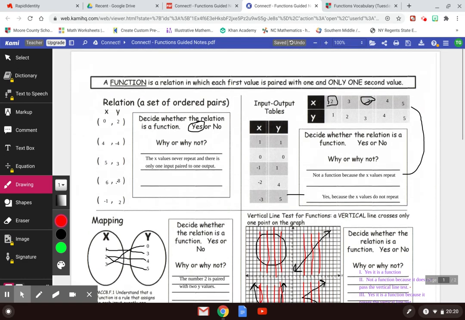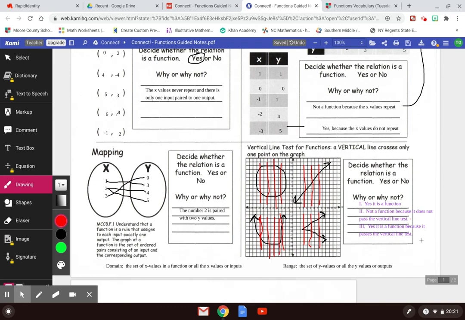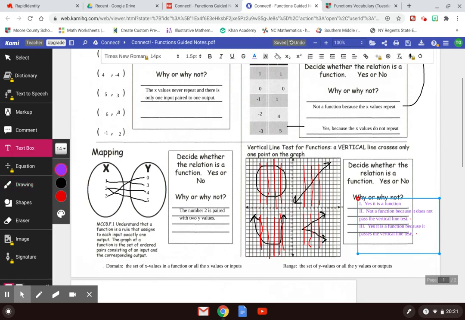So since it does not meet the definition of a function with 1 and only 1 second value, okay, and it does not pass our vertical line test, what we're going to say then is for quadrant 4, we're going to say not a function because it does not pass the vertical line test.